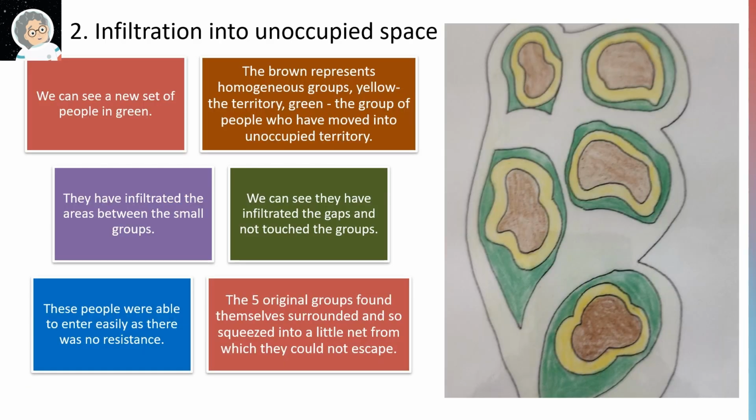2. Infiltration into unoccupied space. We can see a new set of people in green. The brown represents homogeneous groups, yellow, the territory, green, the groups of people who have moved into unoccupied territory. They have infiltrated the areas between the small groups. We can see they have infiltrated the gaps and not touched the groups. These people were able to enter easily as there was no resistance. The five original groups found themselves surrounded and so squeezed into a little net from which they could not escape.